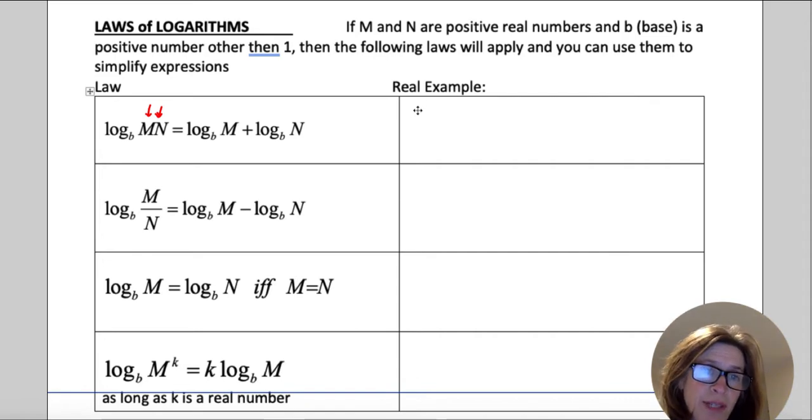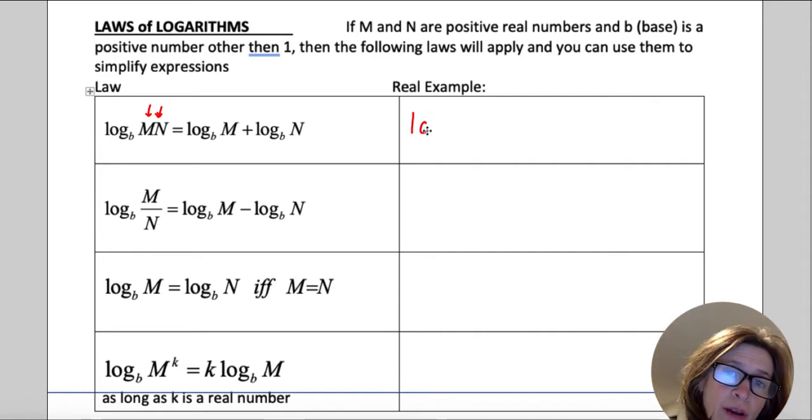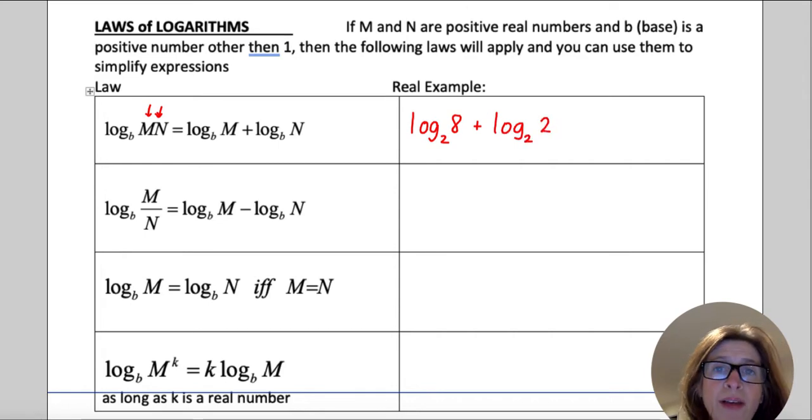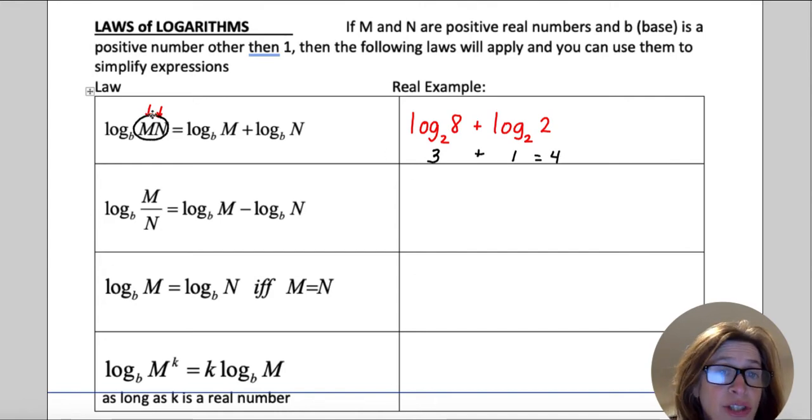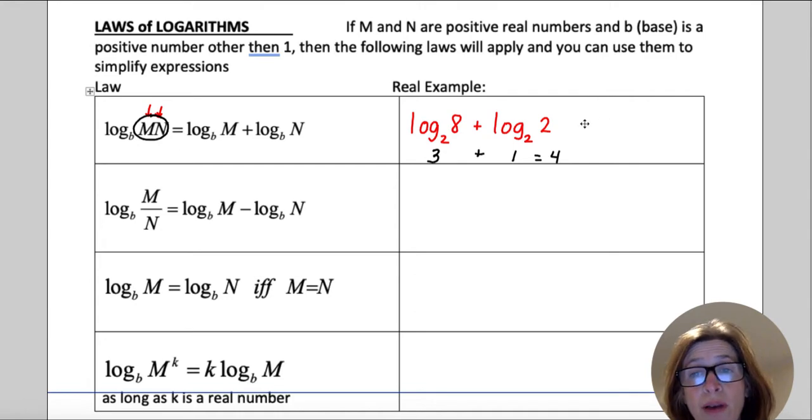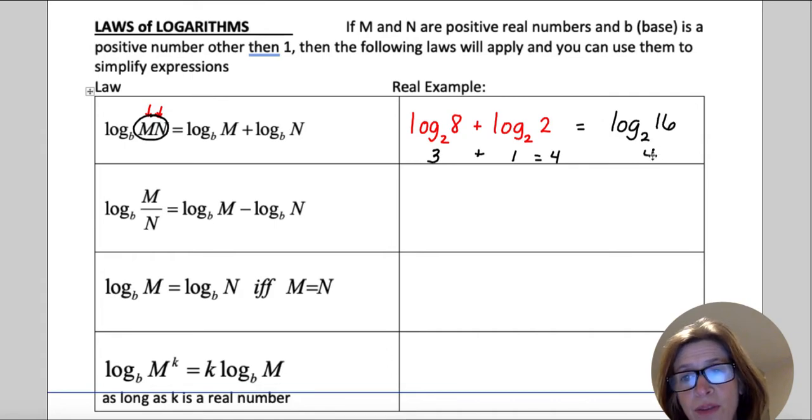Okay, so let's pretend for a second I give you log base 2 of 8 plus log base 2 of 2. Well, if we evaluated these separately, log base 2 of 8 you know is 3, and log base 2 of 2 you know is 1, so the expression should equal 4. All right, well, let's use the law where we multiply the two expressions. So this could also be considered log base 2 of 8 times 2, which is log base 2 of 16. Log base 2 of 16 you also know to be 4.